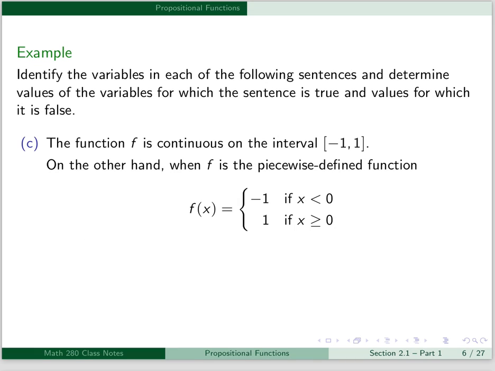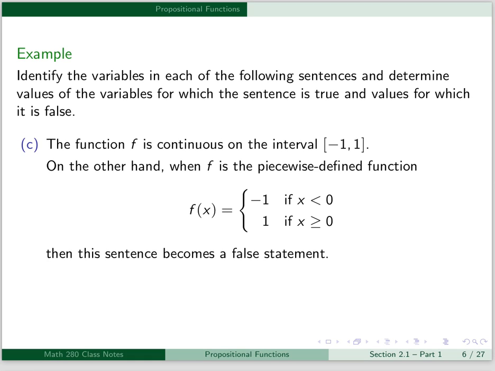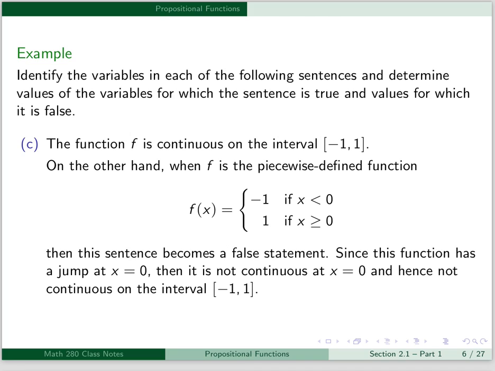On the other hand, when f is the piecewise defined function, f of x equals -1 if x is less than 0, and +1 if x is greater than or equal to 0, then this sentence becomes a false statement. Since this function has a jump at x equals 0, it is not continuous at x equals 0, and hence not continuous on the interval -1 to 1.